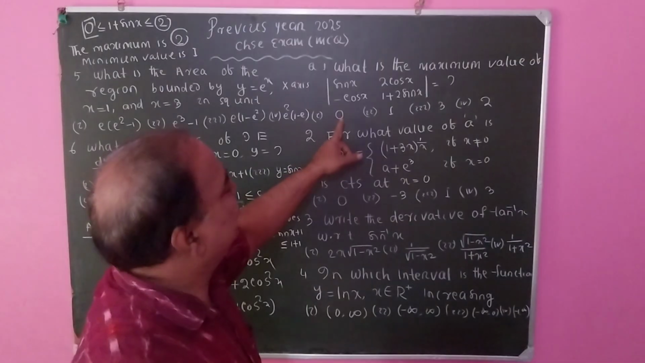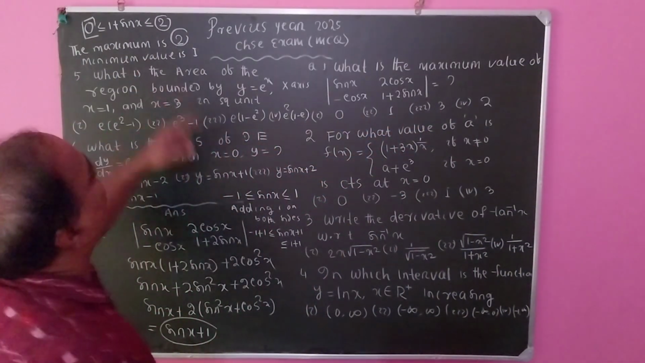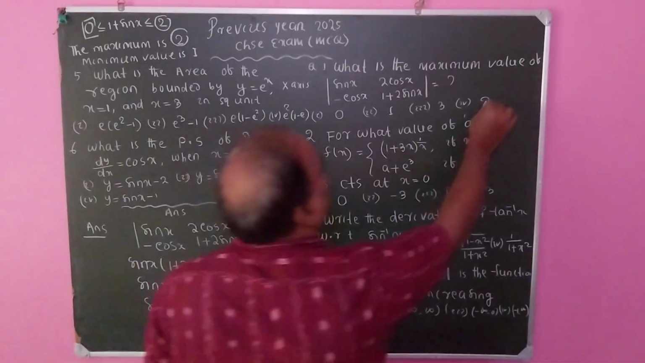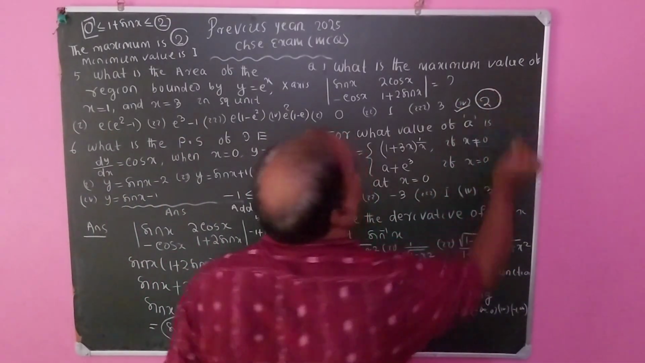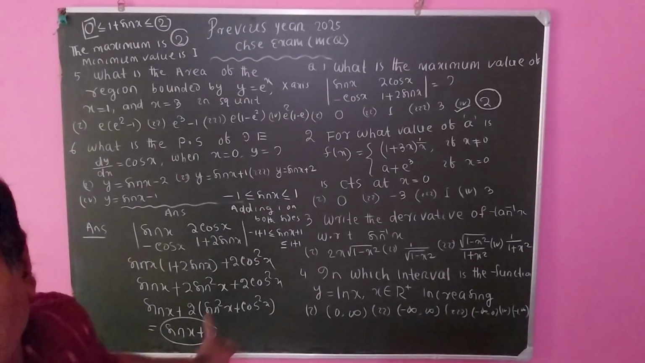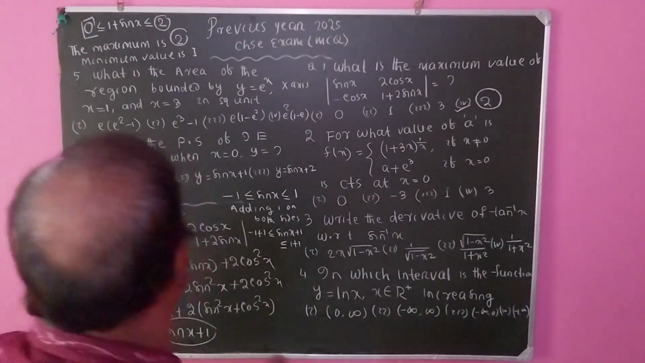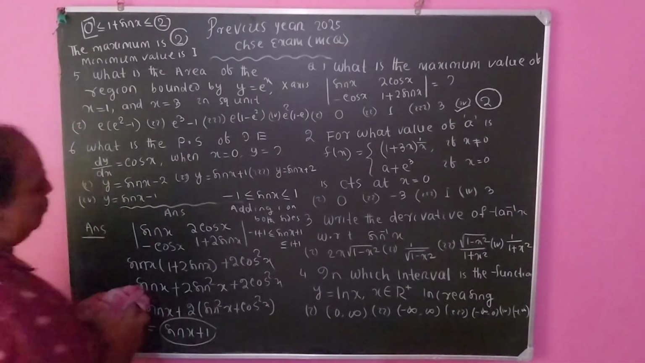So in our choices 0, 1, 3 and 2, the maximum value is 2. So this is the correct answer of this question. Now let us take another question. Write down another question.